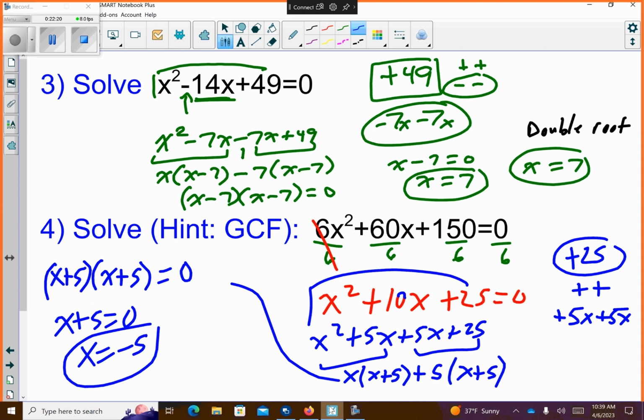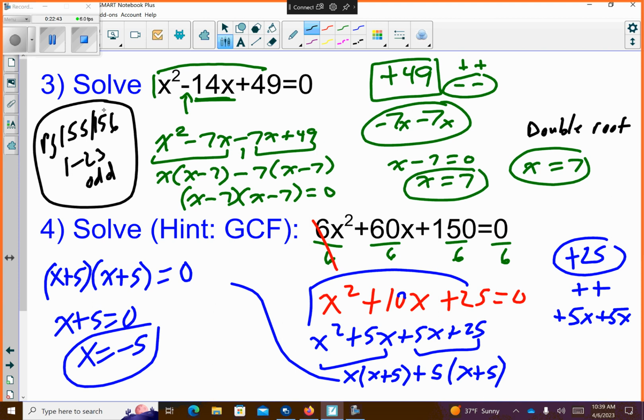All right, my friends, how about page 155, 156? Odds are 1 through 23 odd. Deal? Maria, odds? What's that one? Odds? O-D-D. 1, 3, 5, 7. Let's see if I can. Did I say all in the video or odds? All or odds? All right, guys, you have the rest of the time to get this done, so I will start working on it.